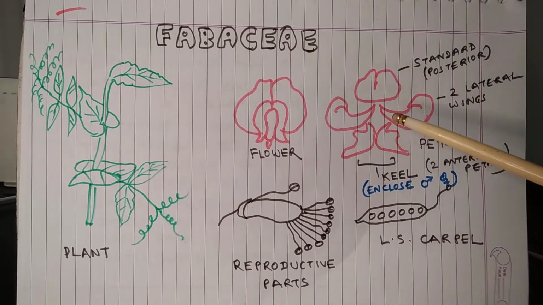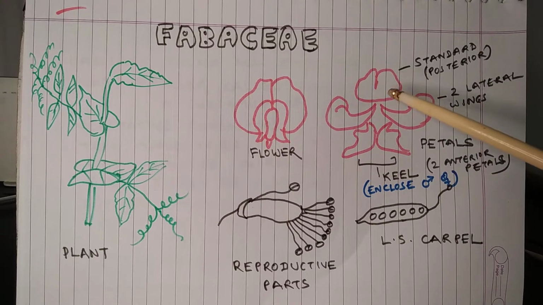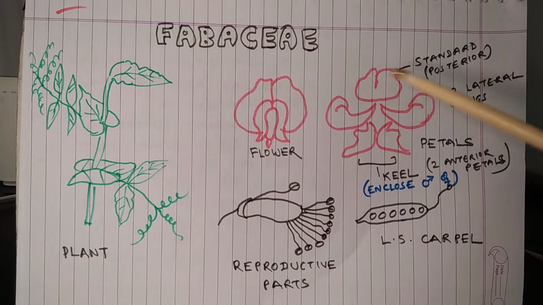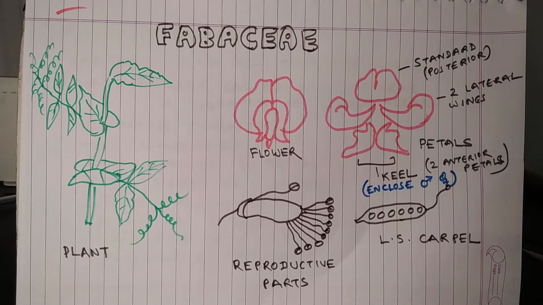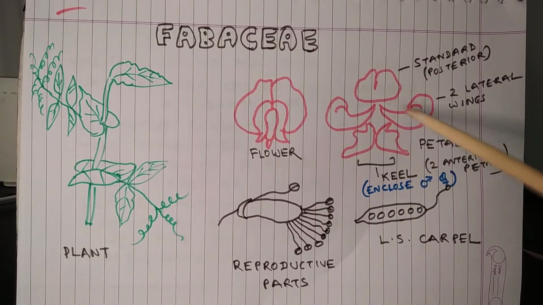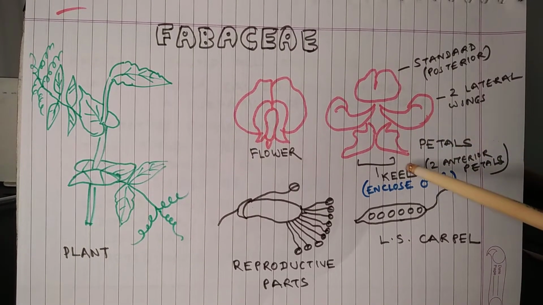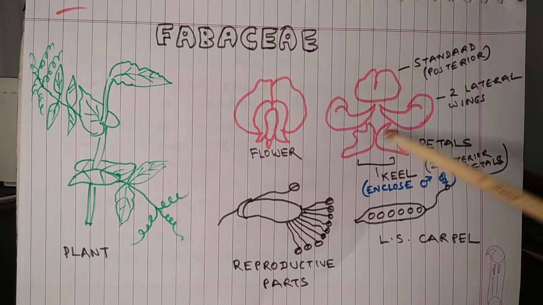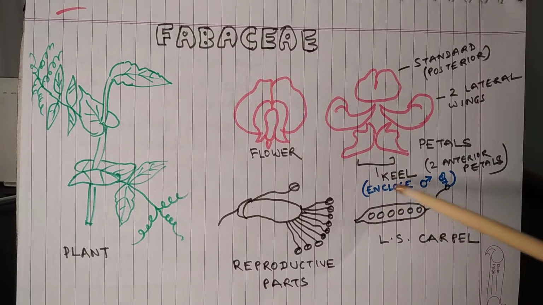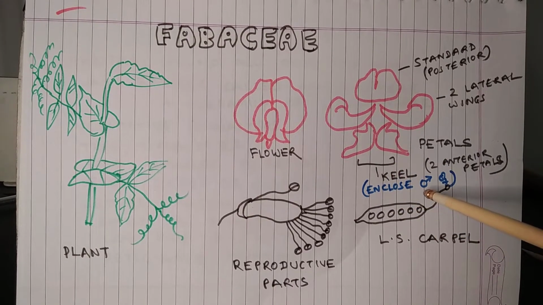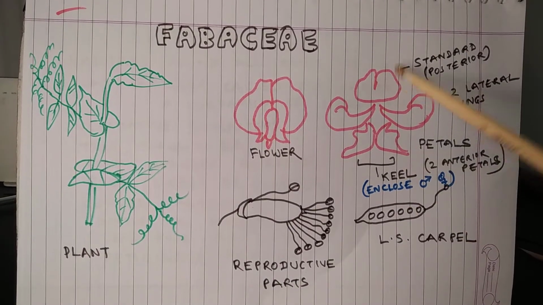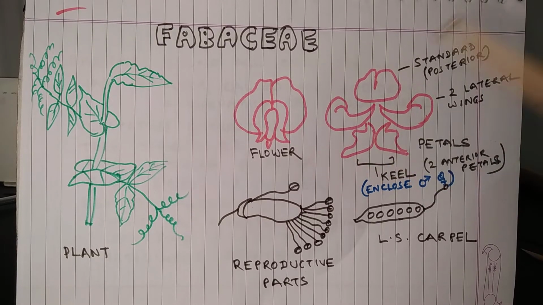Okay, so there are 5 petals. The largest one is called standard and it is situated posteriorly at the back of the flower, so towards the calyx. Then there are 2 lateral petals which are called wings, and there are 2 anterior petals. They are smaller and they are fused and they are called keel, and the keel encloses the androecium and gynoecium. Okay, so this is standard, these are wings, and this is keel.